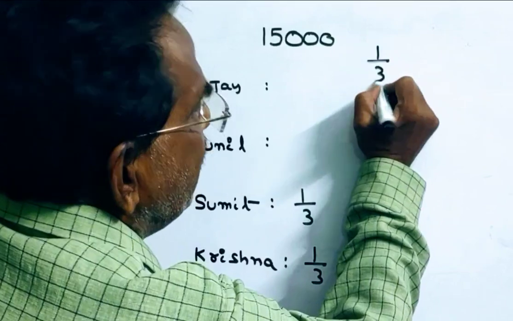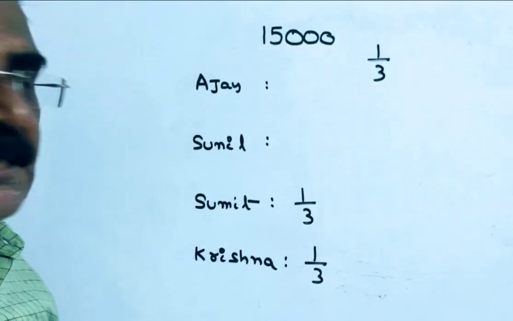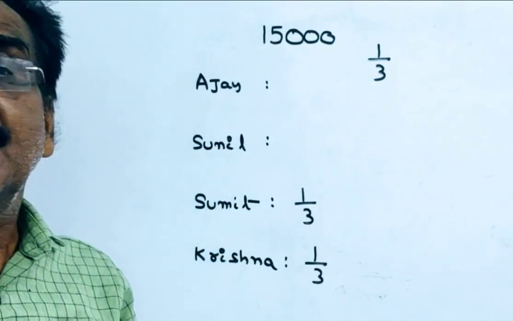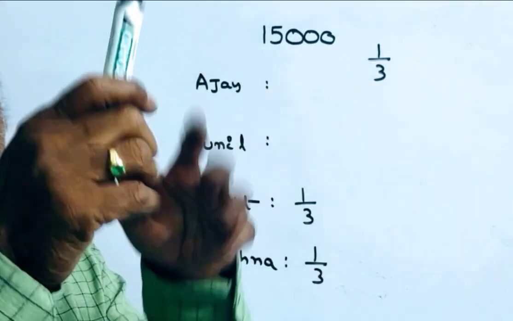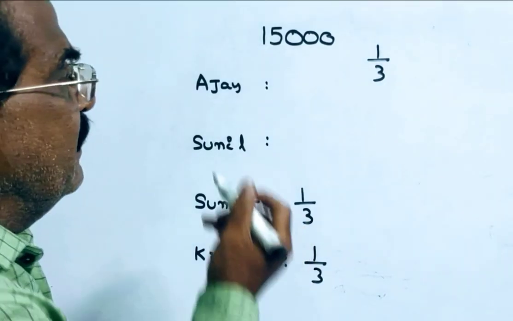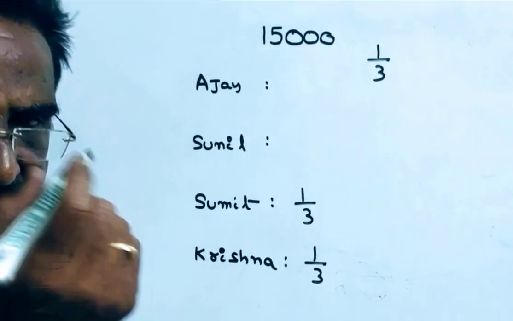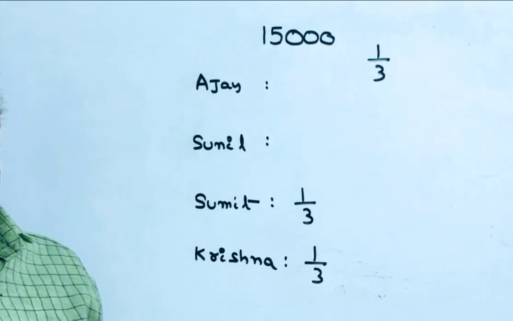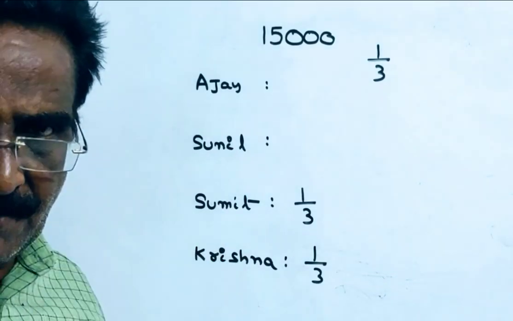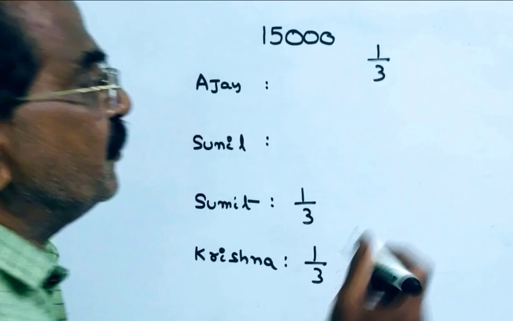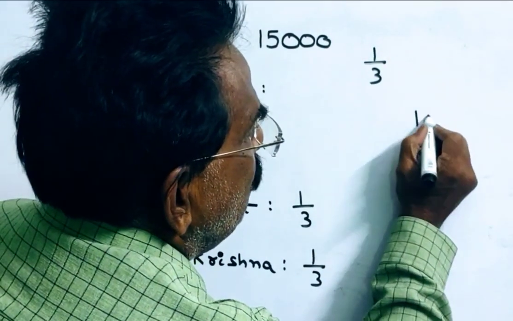This 1 by 3 part must be shared by Ajay and Sunil in the ratio of the days they stay in the house. See friends, here it is given that Ajay stays 15 days whereas Sunil stays 30 days. That means the ratio of their stay is 1:2.